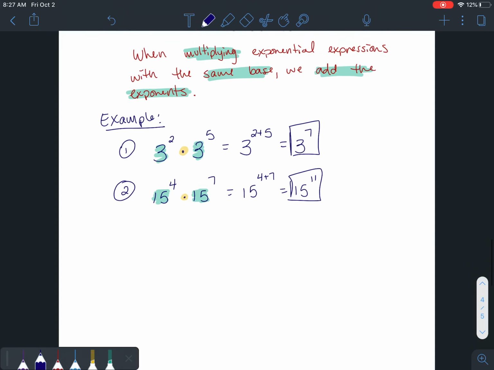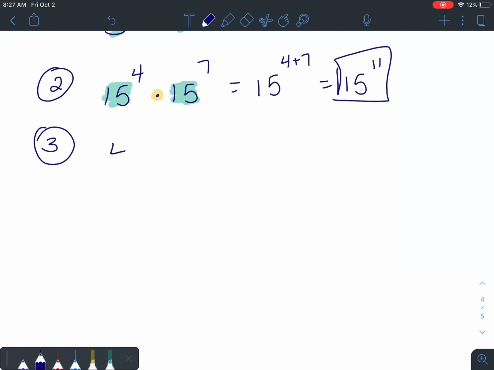Now, let's take another example and change it up a bit. 4 squared times 5 to the 3rd. Let's ask ourselves those questions. Are we multiplying? Yes. Are our bases the same? No, they're not. We can't do anything with this. So this is done. It cannot be simplified.